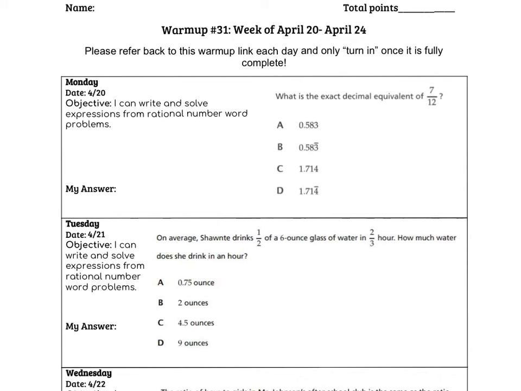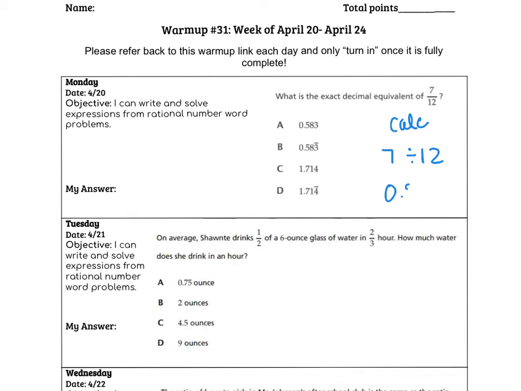For Monday, it's what is the exact decimal equivalent of 7/12. So what you need to do is in your calculator, type in 7 divided by 12. This seems like a very easy question, but still people get ones like these wrong. And on the interim, there was a question like this, and many people got it wrong.